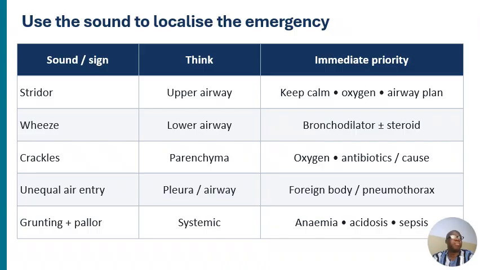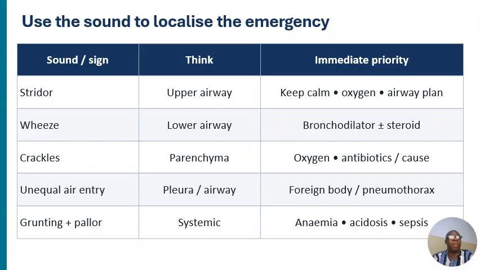Wheeze suggests lower respiratory tract narrowing, pointing towards asthma, viral wheeze, or anaphylaxis. Crackles or bronchial breathing suggest parenchymal disease such as pneumonia, although pulmonary edema must also be considered. Unequal air entry raises concern about a foreign body, pleural effusion, or pneumothorax. A tension pneumothorax is treated clinically and should not wait for imaging. Okay, so you must be able to detect this early through a thorough examination.